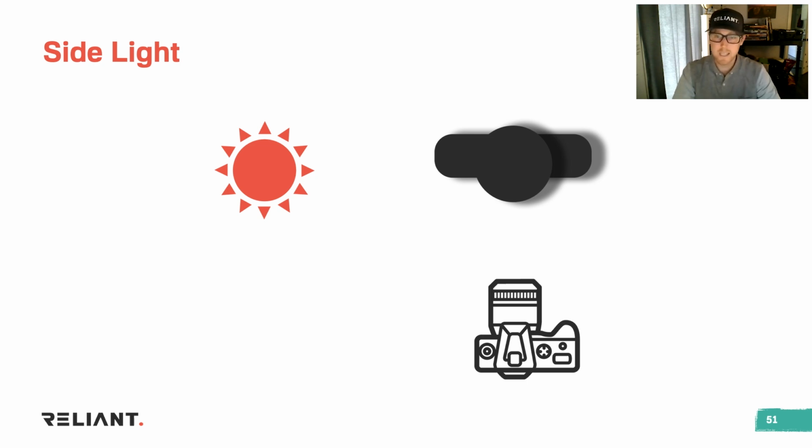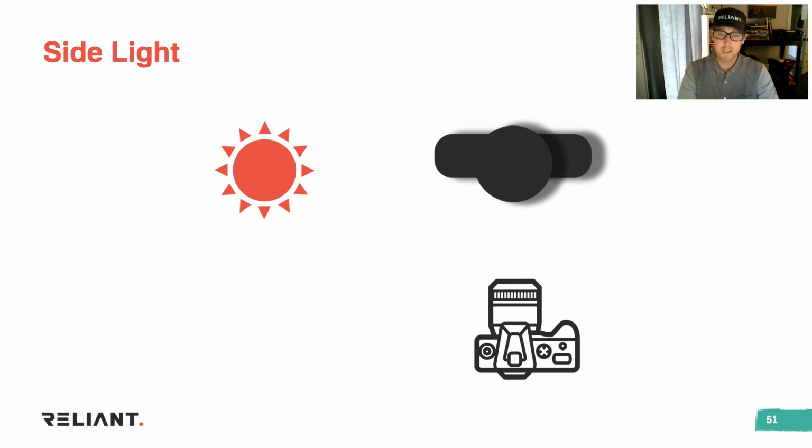And then lastly, you've got loop light. Loop light happens when your subject's face is almost completely lit, but your subject's nose casts a small shadow onto a bright side of the cheek, and it's ever so slight.